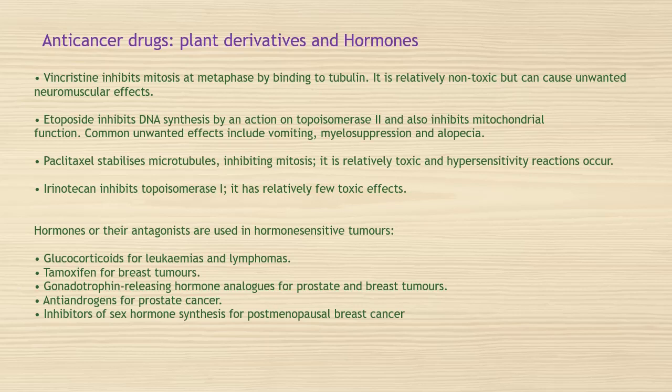Well, coming to the next class of anti-cancer drugs, the plant derivatives and hormones. Amongst the plant derivatives, vinca alkaloids are famous as anti-cancer drugs. Now, vinca alkaloids are derived from the plant called periwinkle plant. We are aware of this. And the main alkaloids are vincristine, vinblastine, and vindesine.